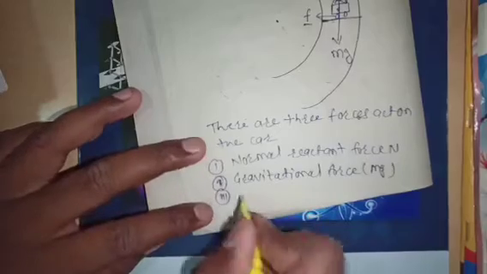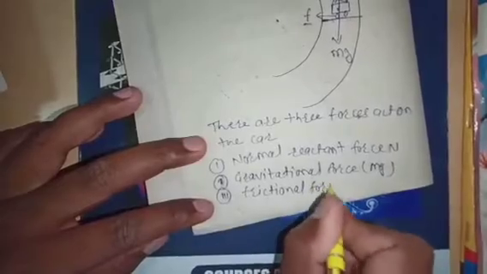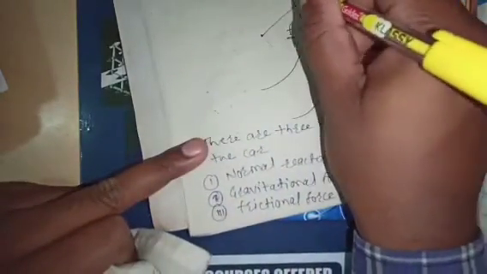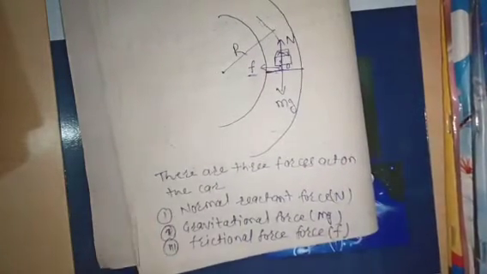And next is the frictional force, that is the static frictional force. The frictional force F acts towards the center. In that case also, the radius of the path is r. When the object moves in a circular path on a level road, three kinds of forces can act on the car: the normal reaction force N, the gravitational force mg, and the frictional force F.